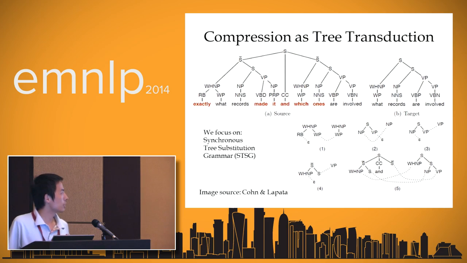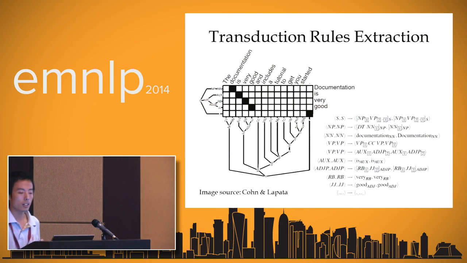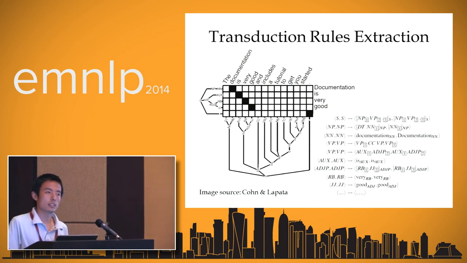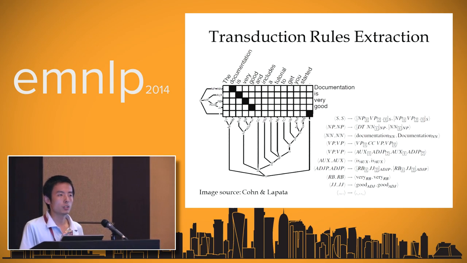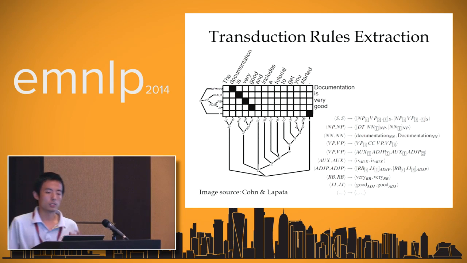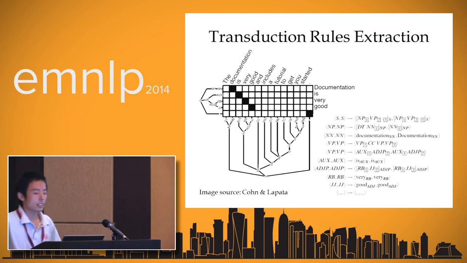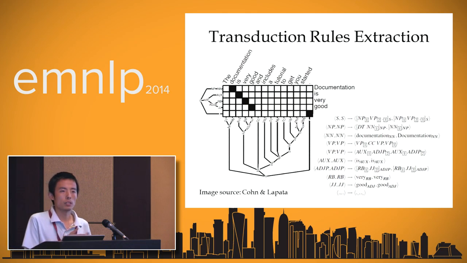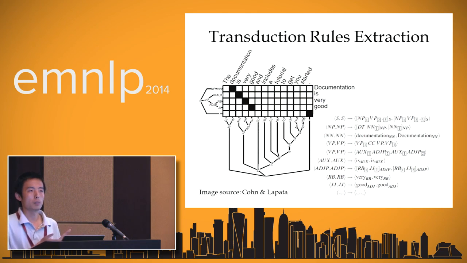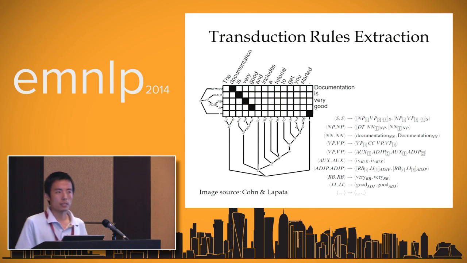We focus on the synchronous tree substitution grammar in this work, and usually in the data for training a reasonable transduction model, we need to align the trees. In fact, in all the training data, there's only the alignment from one sentence to another, I mean the original sentence to the compressed one. There is no alignment on the trees.